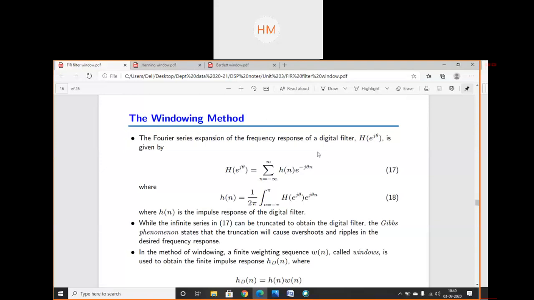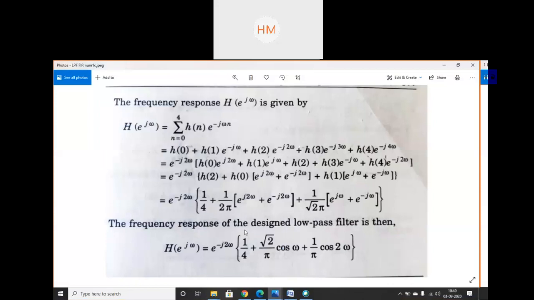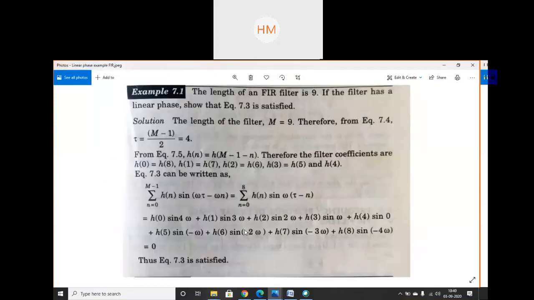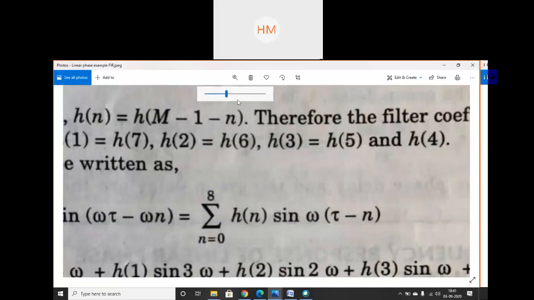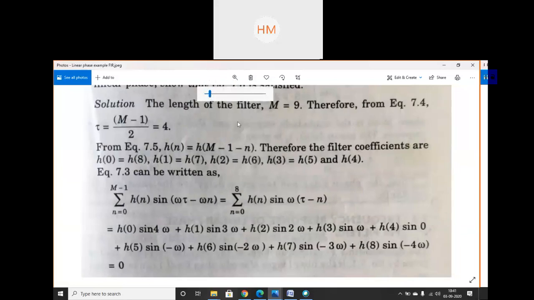Then I think we will start with the window function. And that numerical was, you have calculated its value for the numerical. This numerical was given to you. This was the numerical. Yes, students.